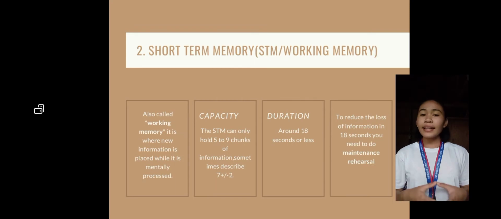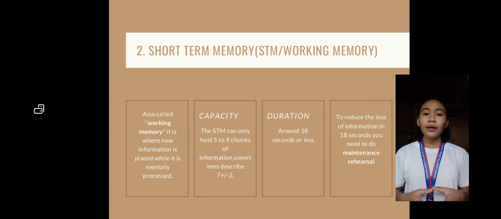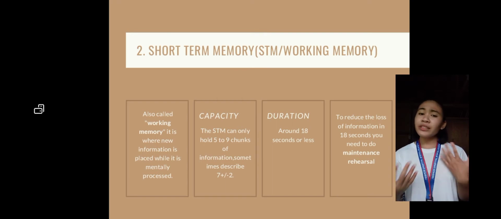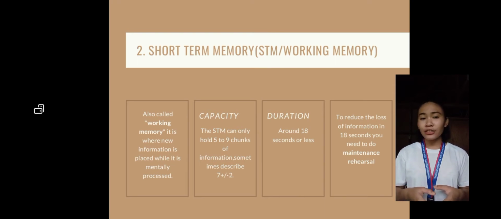Second is short-term memory, also called working memory, because it is where new information is temporarily placed while it is mentally processed. So STM or short-term memory maintains information for a limited time until the learner has the adequate resources to process the information or until the information is forgotten. For example, where you parked your car this morning, or what your mom said before she left, and what you ate for lunch. It can hold up to 5 to 9 chunks of information and has a duration of around 18 seconds. So to lessen the loss of information, you need to do maintenance rehearsal.